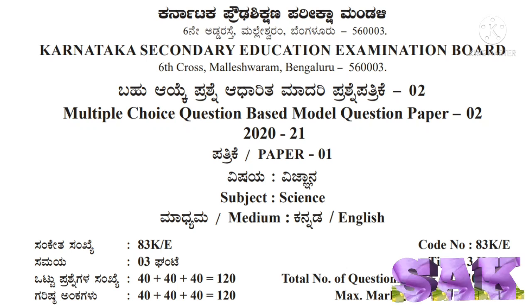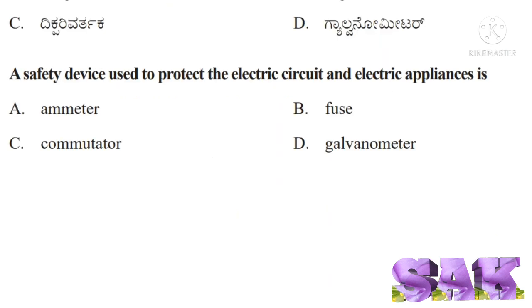Dear students, in this video, let us solve MCQ paper 2 of physics part. First question, a safety device used to protect the electric circuit and electric appliances is. Whenever we hear the word safety in electric circuit, fuse flashes in our mind. Yes, correct answer for this question is option B, fuse.